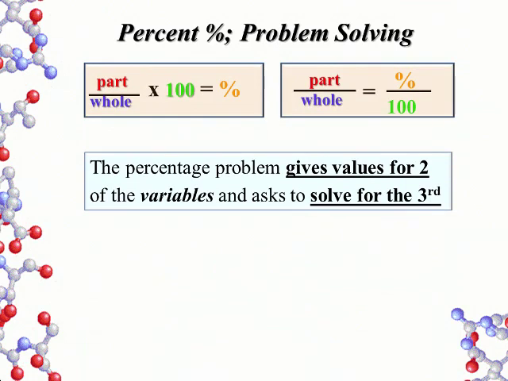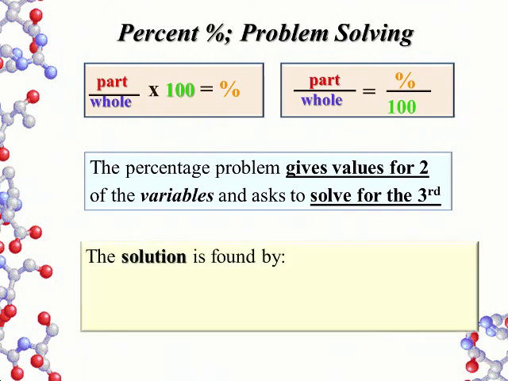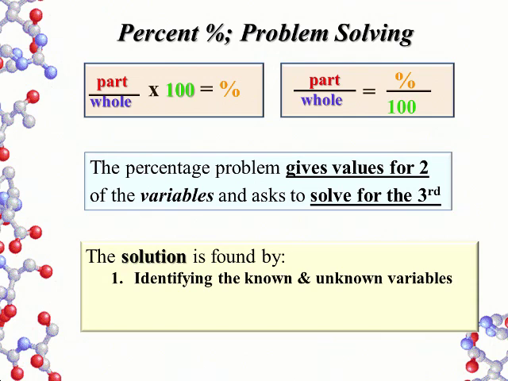We can use our practice with the percent problem to develop our general problem-solving skills. For percent problems, the solution is found by, 1. Identifying the known and unknown variables. That involves reading and understanding the problem, as well as writing the variables and the values for the variables down on paper.